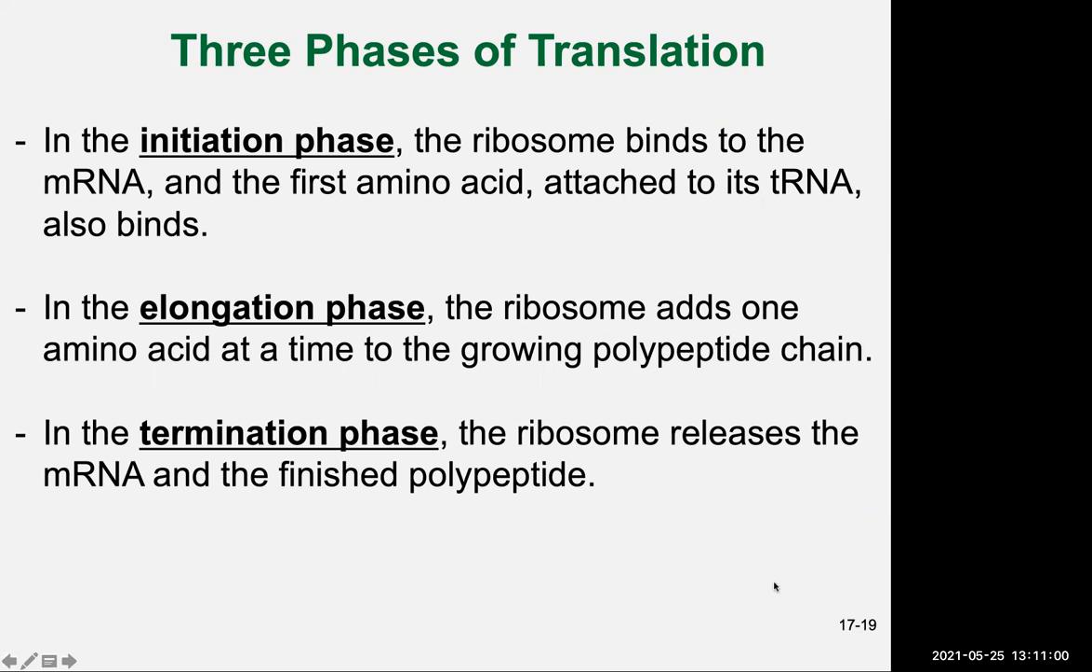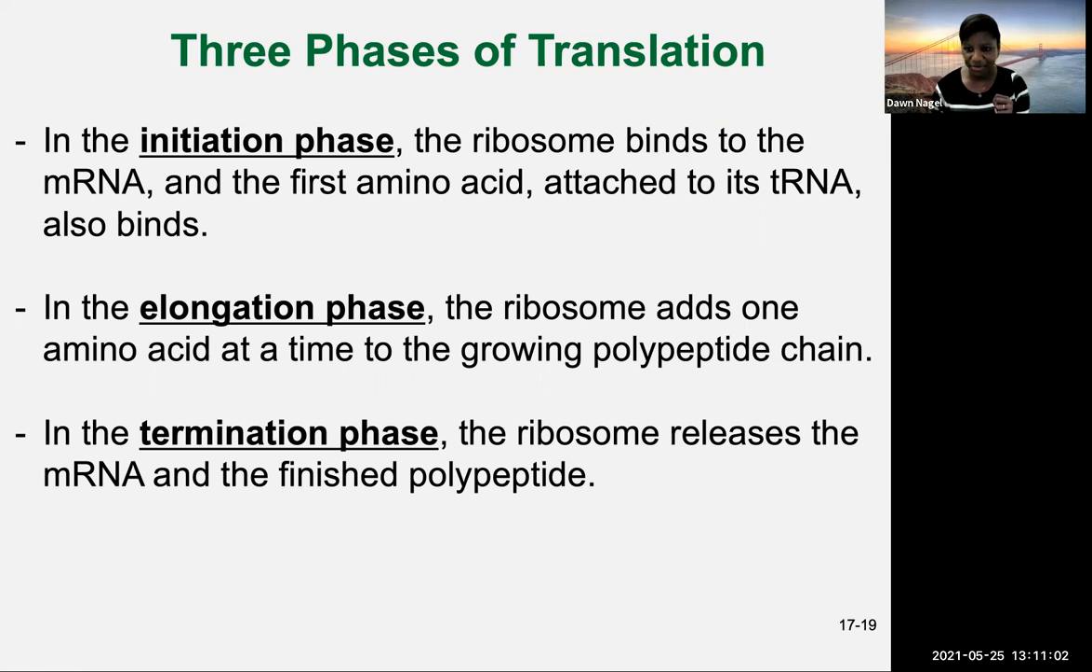So there's 3 phases of translation. And in the initiation phase, and this is all shared between bacteria and eukaryotes, right? You have an initiation phase. The ribosome needs to bind to the mRNA. The first amino acid gets added. And that comes in because it's attached to the tRNA, which also binds that complex. You have an elongation phase, right? So the ribosome is adding the amino acids one at a time. And then you have a termination phase where that polypeptide gets released because the ribosome has encountered one of those 3 different stop codons that we talked about.